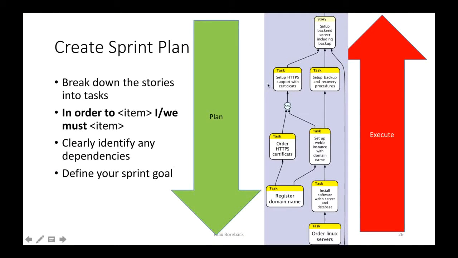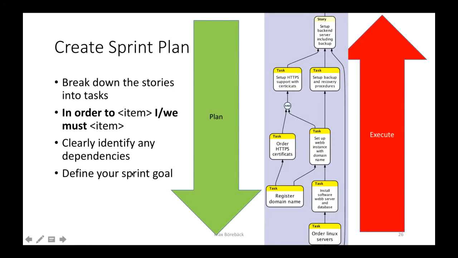In order to set up HTTPS support with certificates, we need to order an HTTPS certificate, and we have to set up a web instance with a domain name. Every time you break down one of these tasks, ask yourself, is there anything else that has to be done? It is also very important that each task is stated in a clear, understandable and readable way, so you can read the tree from top to bottom. In the end, you will end up with the leaves here. They are the tasks that you will start executing. So you always execute your plan from bottom to top.